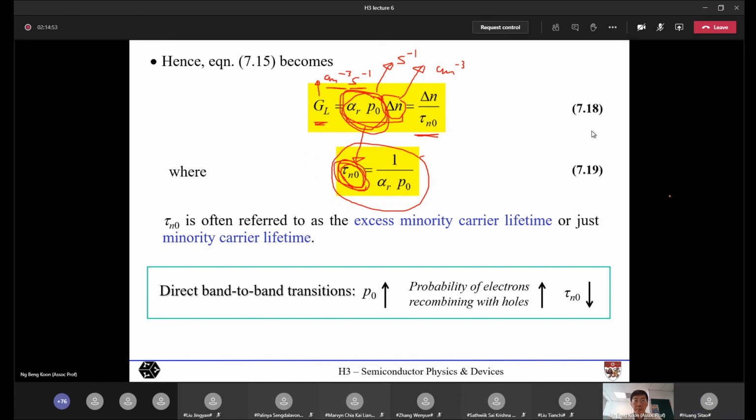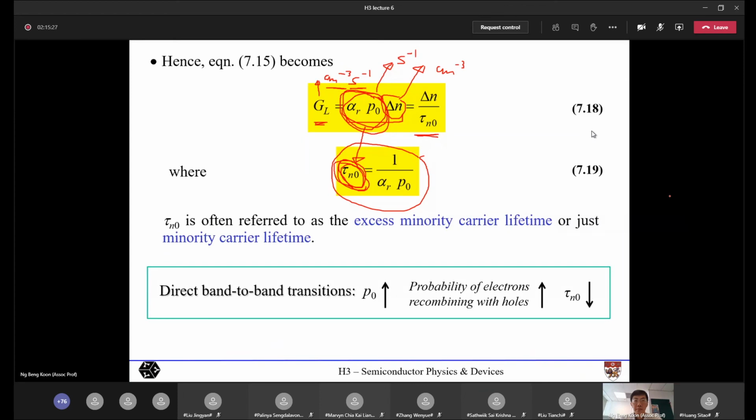When we talk about case 3, it may become clearer to you. But at this stage, you understand why α_R P_0 is an inverse time, a reciprocal of time. Later on, when we talk about case 3, it will probably be clearer in terms of the actual mechanism behind this. Any other questions?